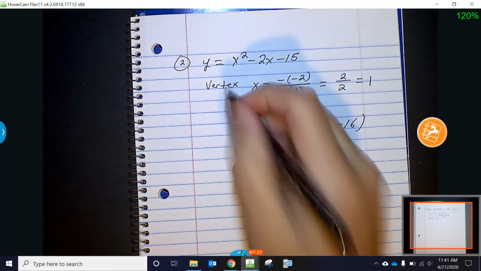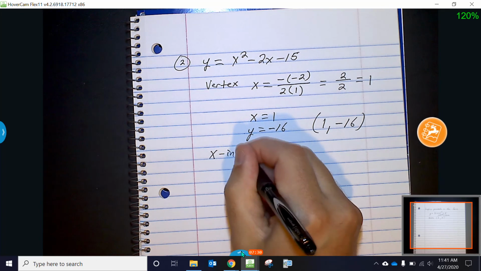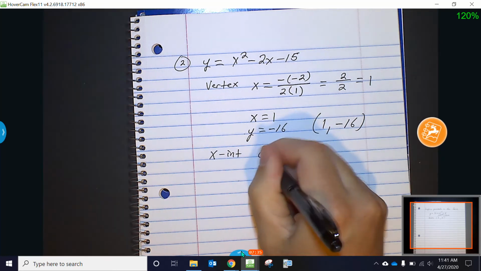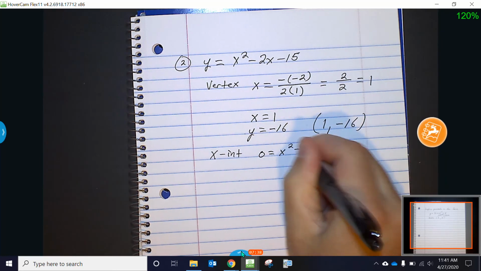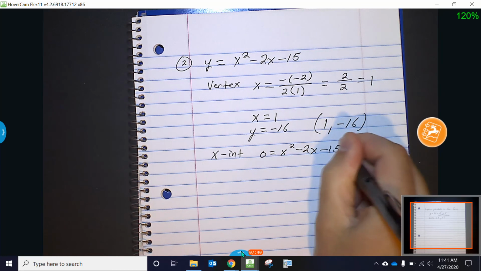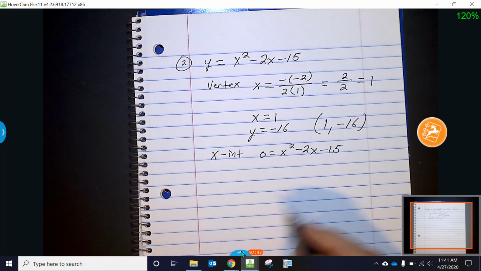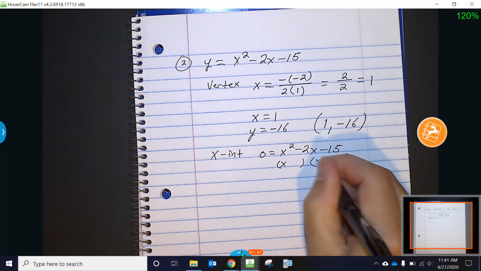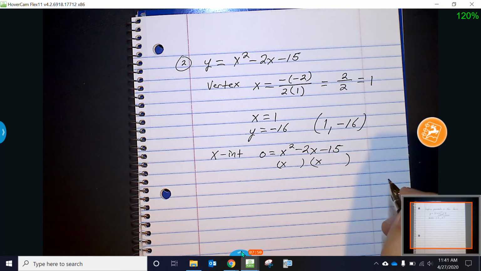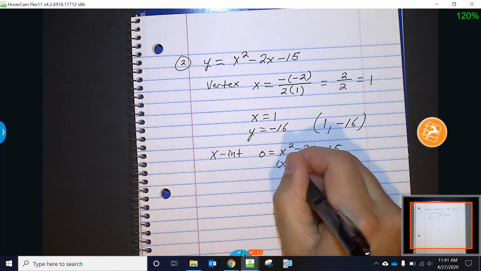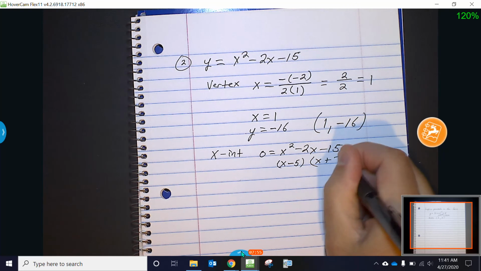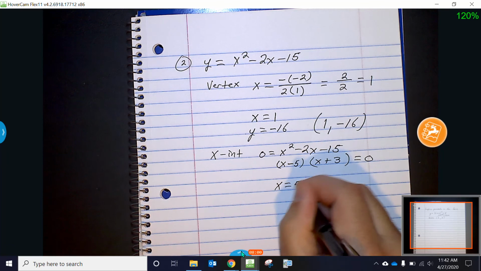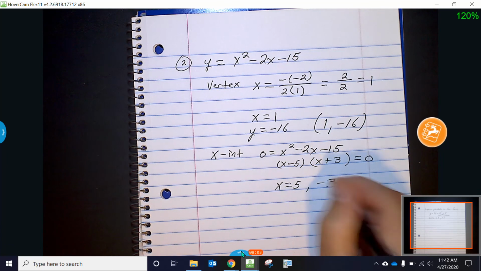And now we're going to set up for our x-intercepts. If you want to try it, go ahead, pause it. I'm about to move on. Okay, we're going to set that equal to 0. We already have a positive x squared, so we don't need to take out a negative. We can just factor here. So what multiplies out to -15 that adds up to -2? Okay, it's a -5 and a +3. So if you set both those equal to 0, you get x equals 5 and -3.